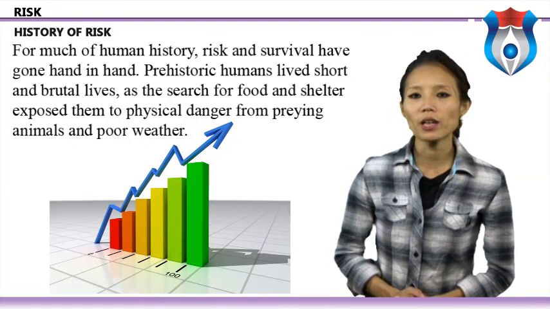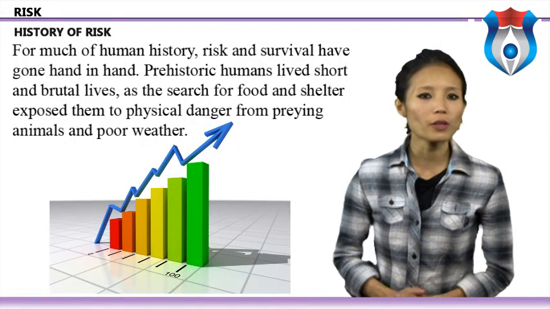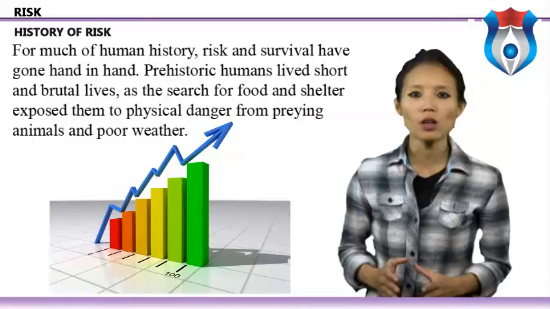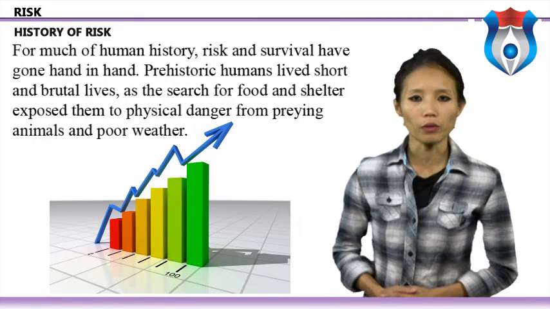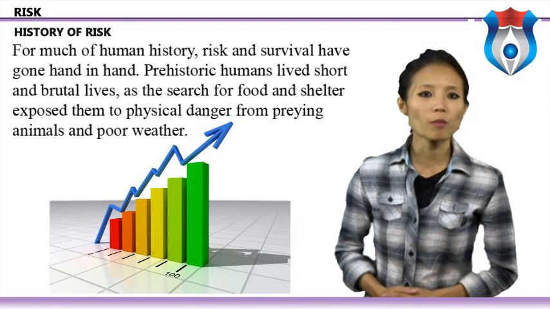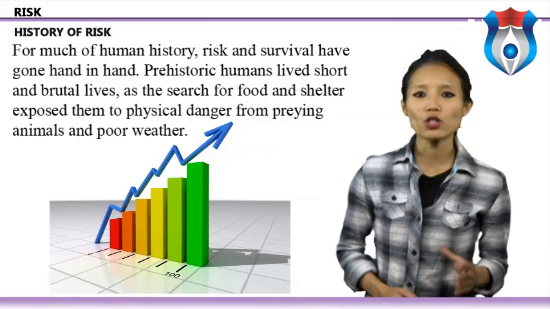For much of human history, risk and survival have gone hand in hand. Prehistoric humans lived short and brutal lives as they searched for food and shelter, exposed to physical danger from preying animals and poor weather. Even as more established communities developed in Sumeria, Babylon and Greece, other risks continued to ravage humanity.